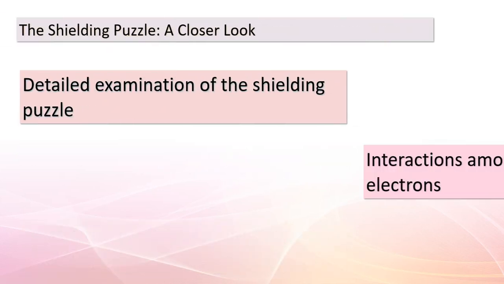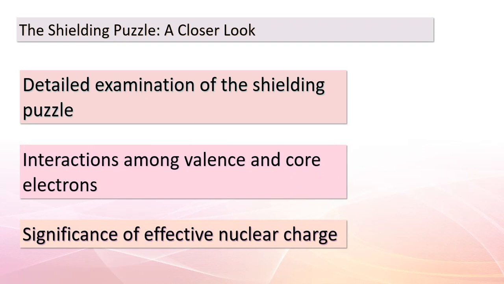Hello, curious minds. Now it's time to tackle the shielding puzzle head-on. Imagine an atom as a puzzle, with valence electrons and core electrons fitting together to form a complete picture. Valence electrons, though they venture to interact with other atoms, are never alone. They're surrounded by their core electron companions. These core electrons play a pivotal role in shielding the valence electrons from the full nuclear charge.